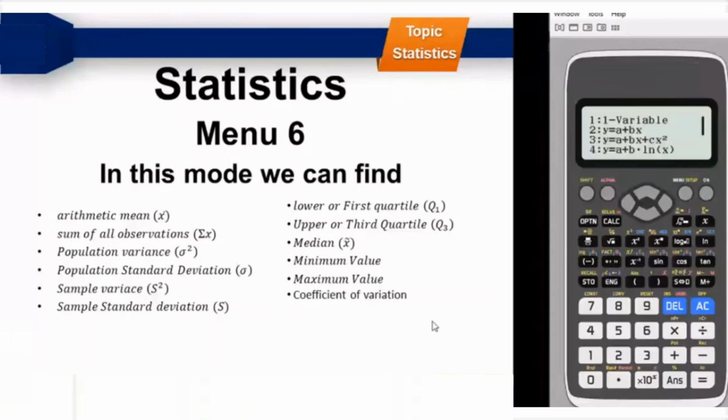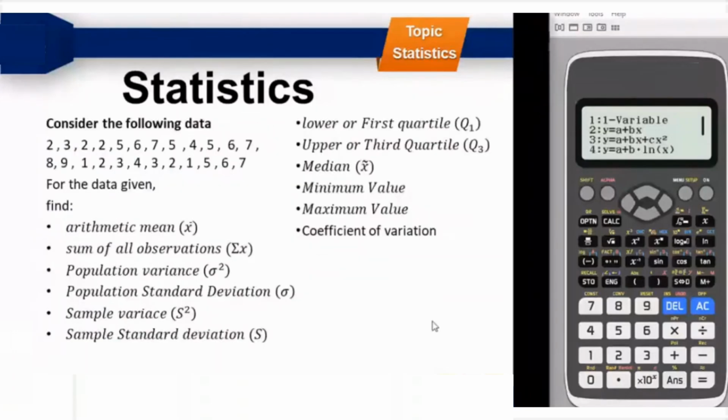Consider the following data, and if you look at this data, you will realize it is a scattered data or a raw data or ungrouped data, whatever you call it. And from this given data, you need to find the mean. I hope everyone is aware that mean is the sum of all values divided by the number of values. You will be able to find the sum of all observations, population variance, population standard deviation, sample variance, sample standard deviation, lower quartile, upper quartile, median, minimum value, maximum value, and the coefficient of variation.